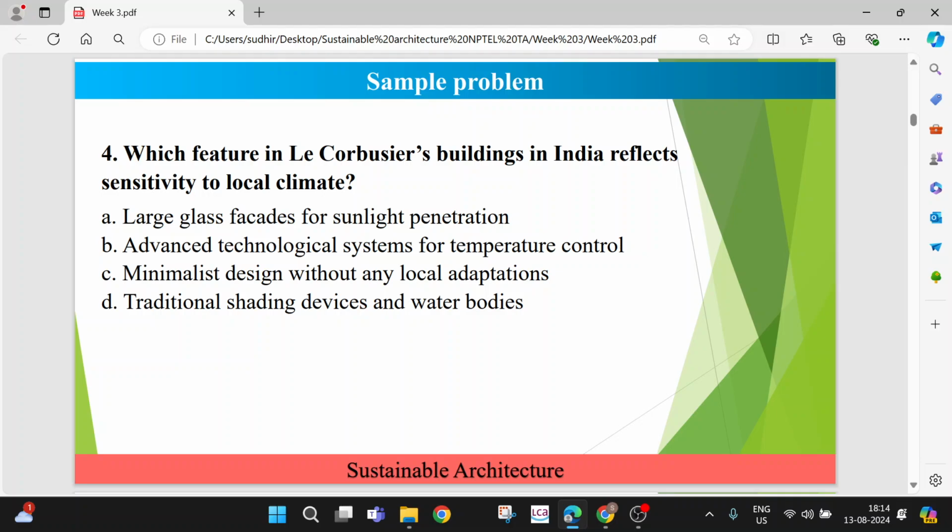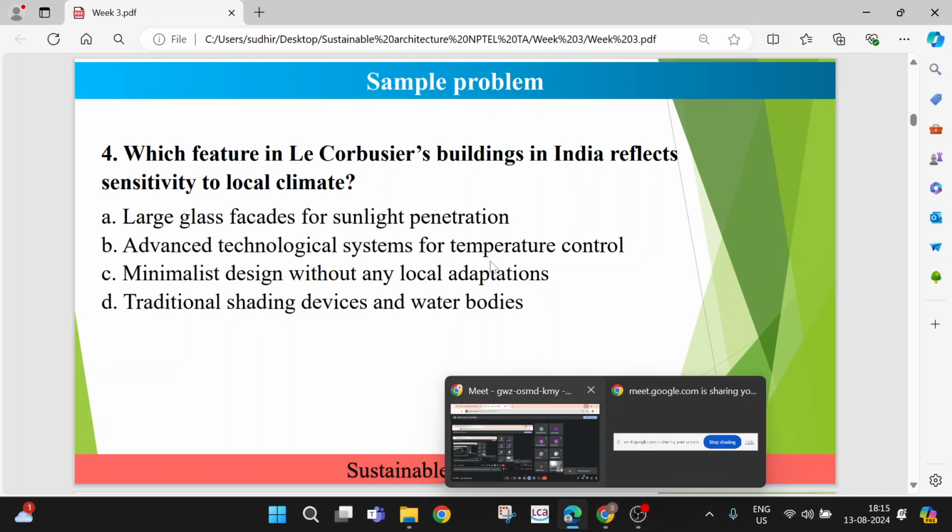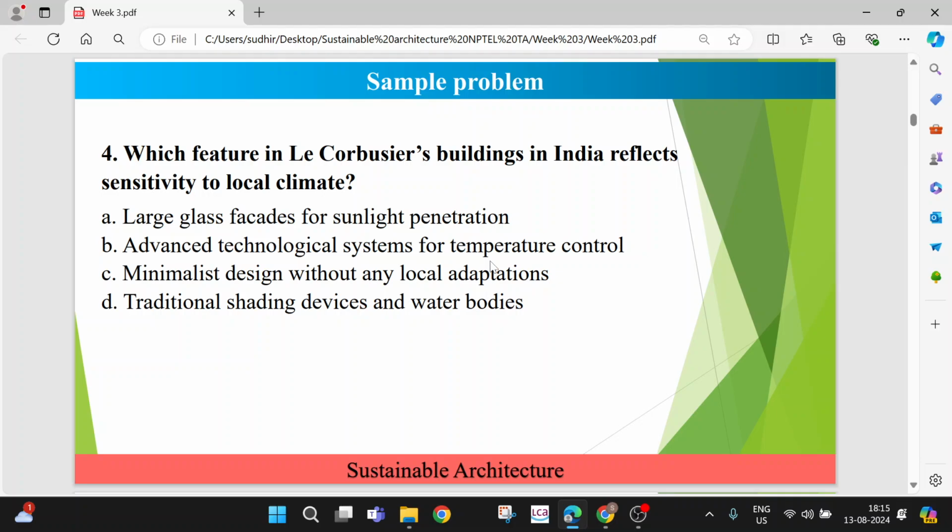This is the fourth question. Which feature in Le Corbusier's building in India reflects the sensitivity to the local climate? Option D, traditional shading devices and water body. Okay, Option D.